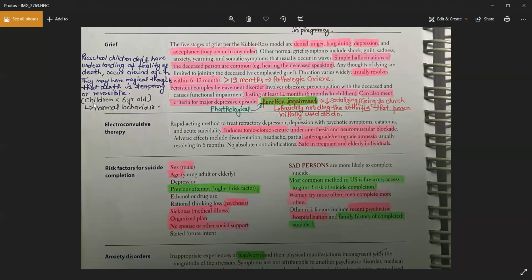Any doubt on the grief, pathological grief or MDD? No, thank you. No, thank you. So that was about grief.